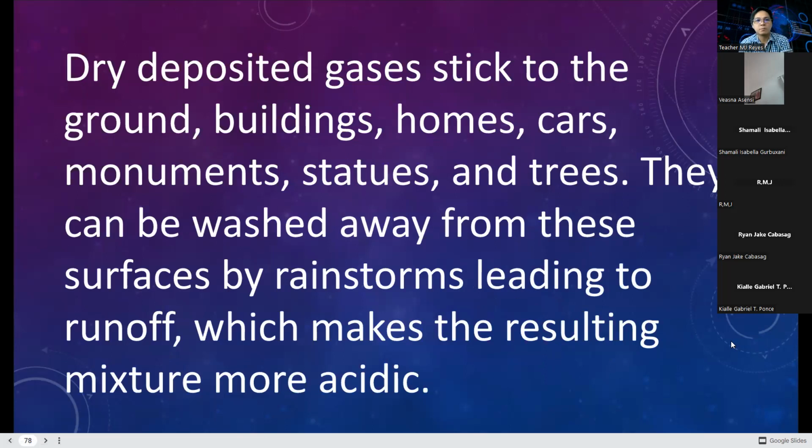Dry deposited gases stick to the ground, buildings, homes and cars, monuments, statues, and trees. They are washed away from these surfaces by rainstorms, leading to surface runoff, which makes the resulting mixture more acidic.